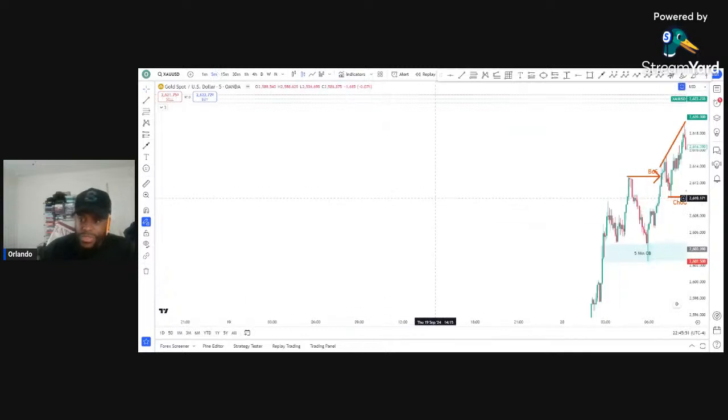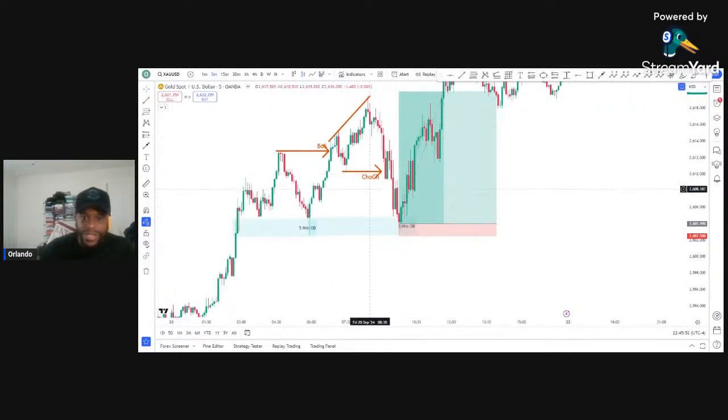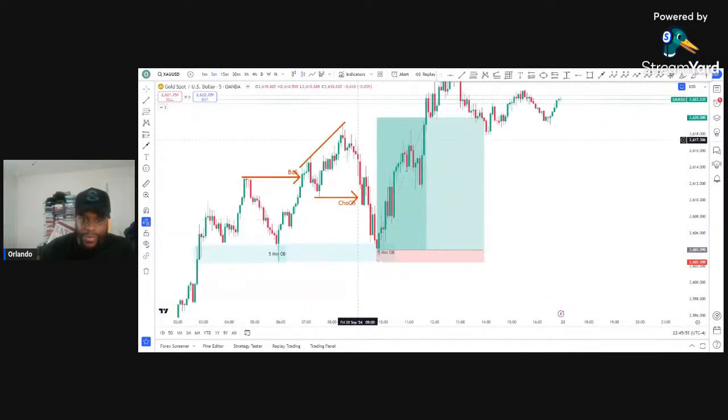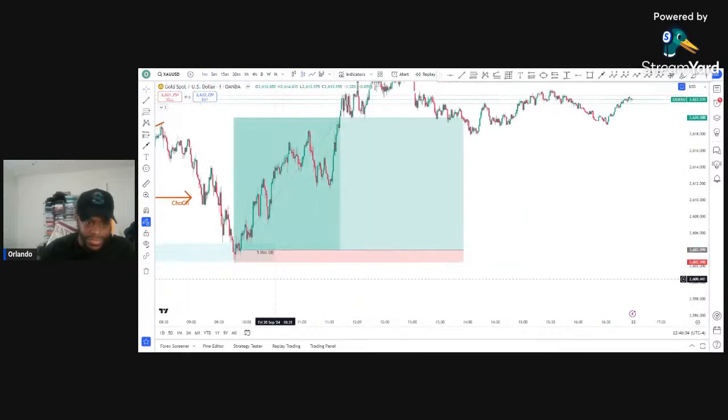That's a clue. The sellers did not come back and worry about mitigating any supply zones leading into this demand zone. So guess what? Boom. Let's go to M1.